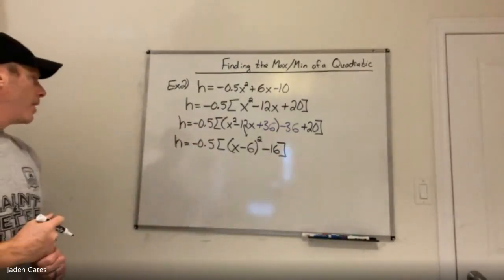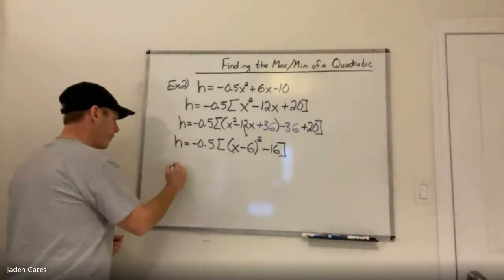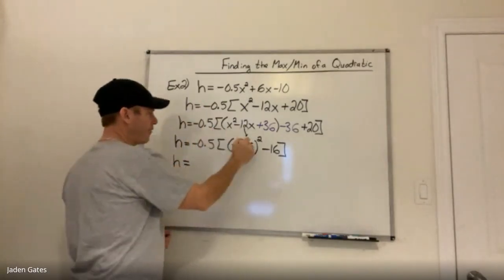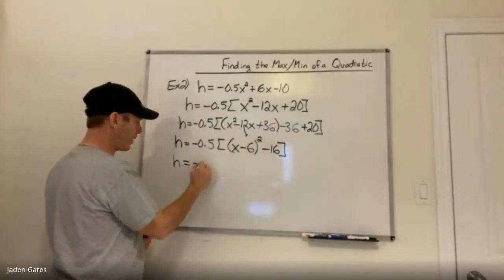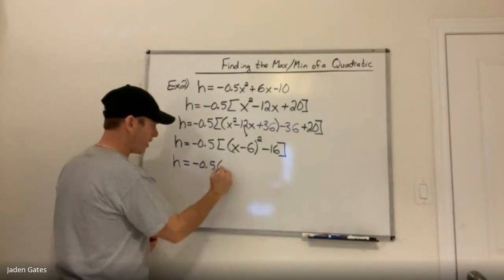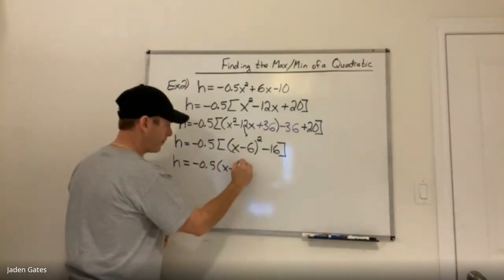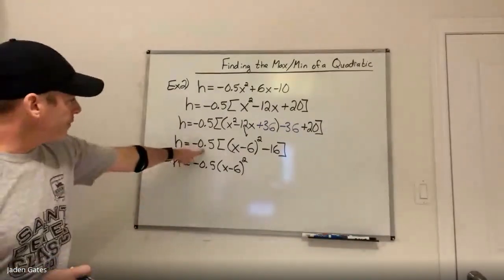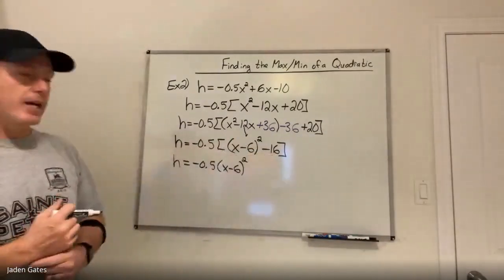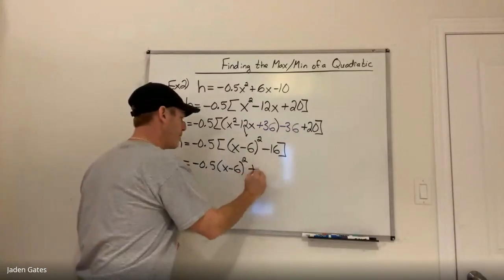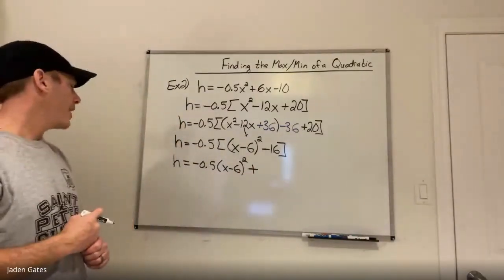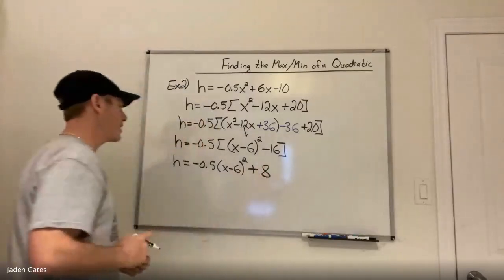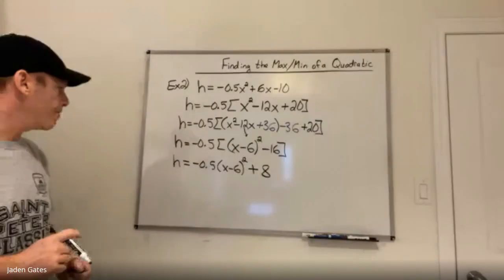Okay. Again, I've completed the square. Time to put the negative 0.5 back. So I'm going to take negative 0.5 and times it by that big thing, which is just that. There we go. And then negative 0.5 times negative 16. Again, a negative times a negative is going to give us a positive number. And we're going to get a positive of 8, I believe, by taking negative 0.5 times negative 16.